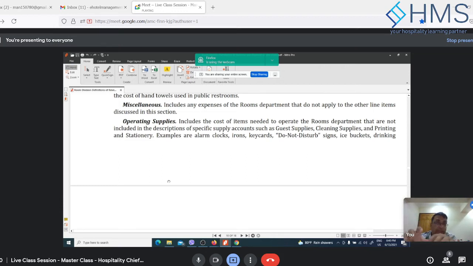But these are equipment which are not part of your fixed assets as well, because irons, clocks, key cards, do not disturb signs, ice buckets are not high cost items to put into the capex. They are low cost items, but you have to replace them quite often because they get damaged after heavy use, right? So the life of these things is not very high. Even though actual use may be longer than 1 year, usually we assume a year. So the operating supplies will be part of those operating supply costs.